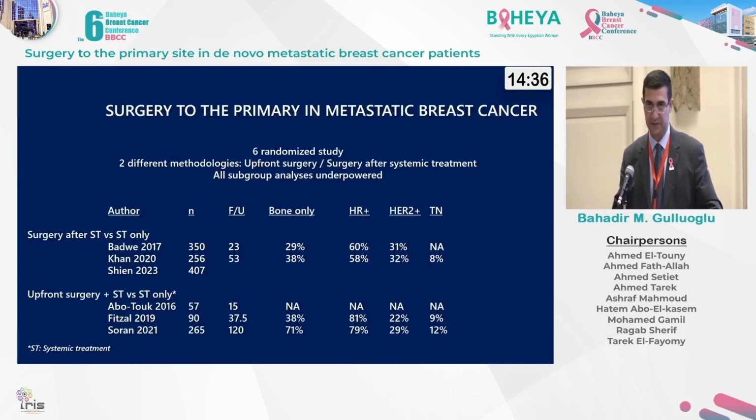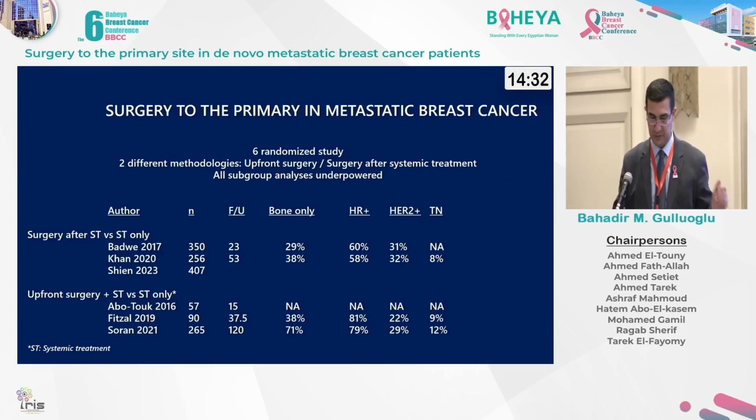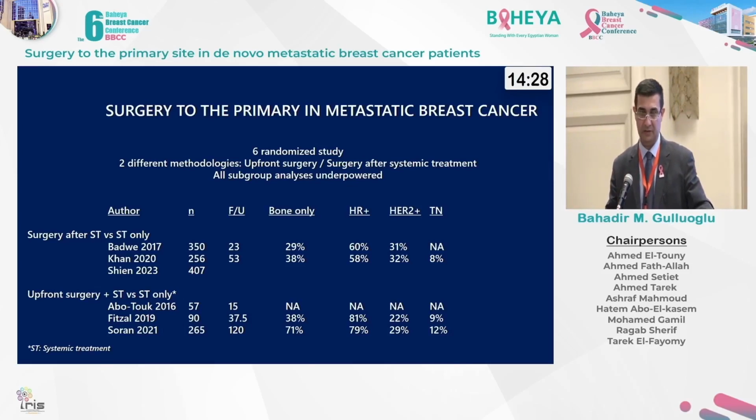So far, we have 6 randomized studies worldwide, and the first one was published back in 2015, and we now have 8 years and 6 studies. One study is not yet published, with the full paper only announced at ASCO 2023, which is the Japanese study. When you look at all these studies, they are not the same.